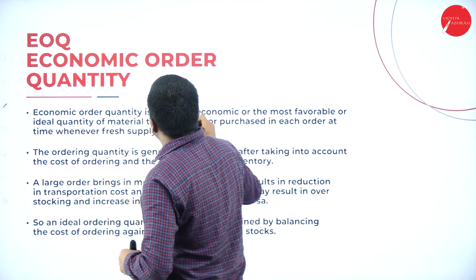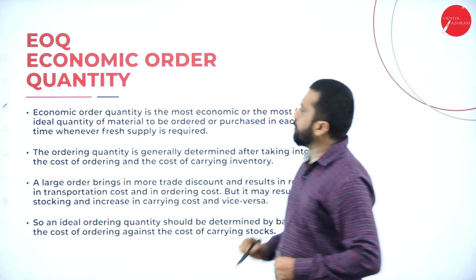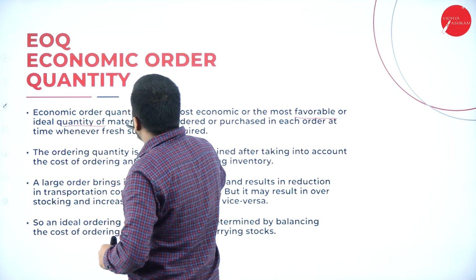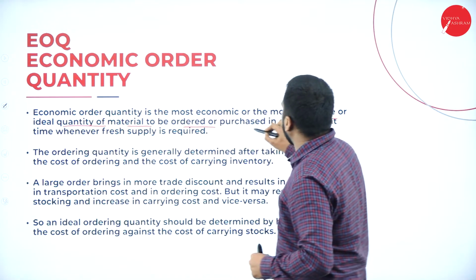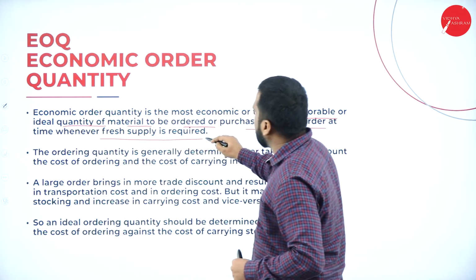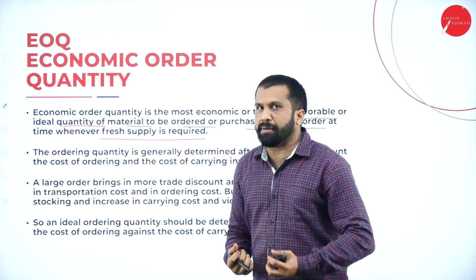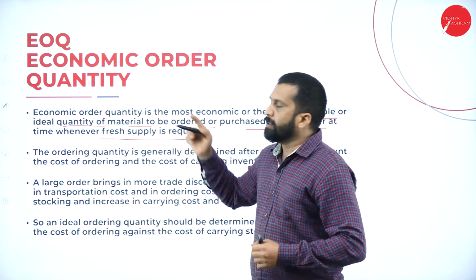Economic order quantity is the most economic or most favorable or ideal quantity of material to be ordered or purchased in each order at the time when fresh supply is required. Whenever fresh requirement is there, then only we have to purchase.